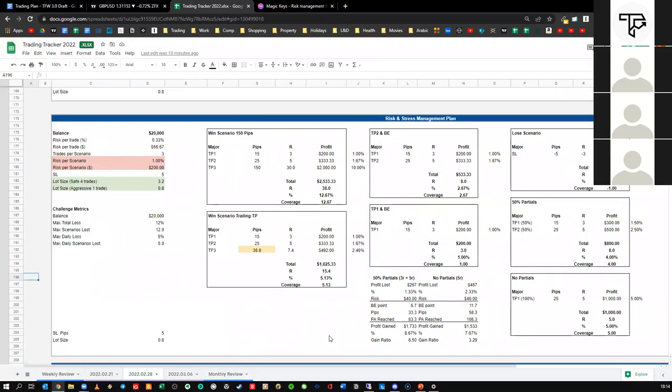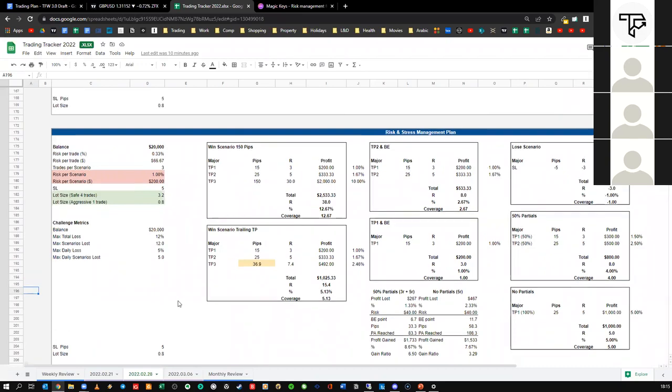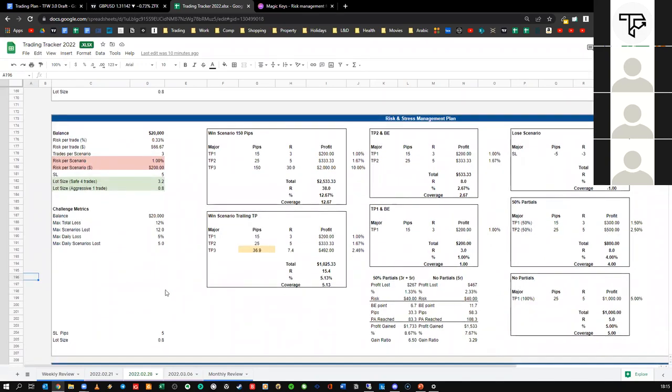So hopefully you can see my screen now. Yeah. Which one can you see? I had the problem last time. You can see the spreadsheet, right? Yeah, we can see Excel. Yeah, trading tracker. Okay. Yeah, this is my tracker.